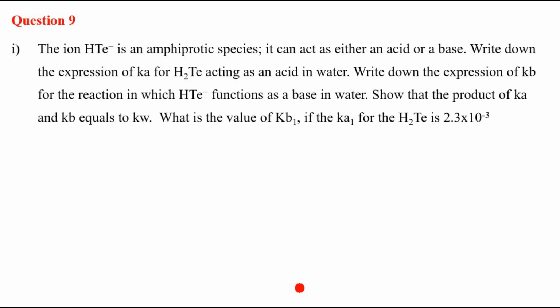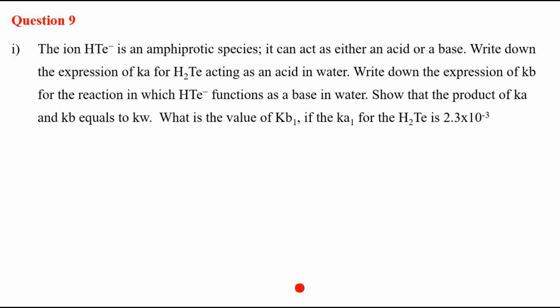Question 9 is saying the ion HTE is an amphiprotic species. It can act as either an acid or a base. Of course, if an ion is coming from the weak acid, it can act as an acid or a base. Then they're asking to write down the expression of Ka for H2TE acting as an acid in water. Then they are saying write down the expression of Kb for the reaction in which HTE functions as a base in water. Then show that the product of Ka and Kb equals Kw. Then they are saying what is the value of Kb1 if the Ka1 for the H2T is equal to 2.3 times 10 power negative 3.